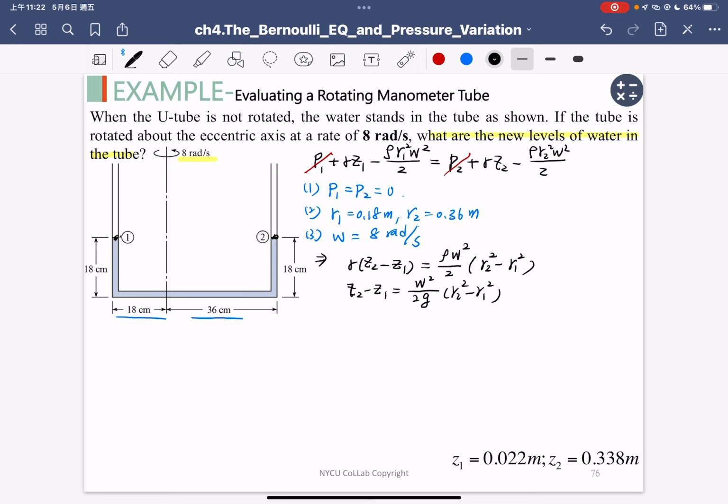In here we can put in all of the numbers we already know. The omega is 8, so 8 square, and 2 times gravity 9.81, and multiply by R2 which is 0.36 square minus R1 which is 0.18 square. So we can calculate the answer Z2 minus Z1. Use your calculator to check the number. For my calculator, the number showing is 0.317, and the unit is meter.